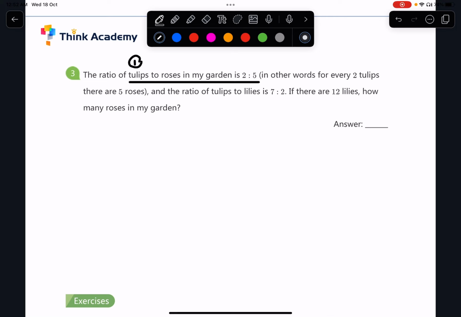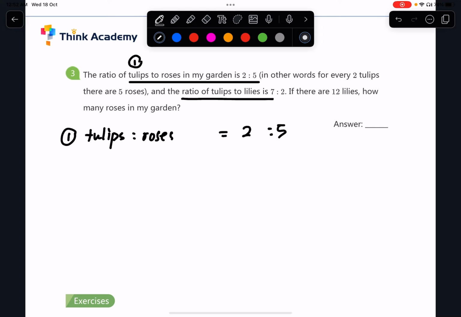We have tulips to roses. So let's write down first: tulips to roses equals 2:5. So this is the first ratio. The second ratio is right here. We have the ratio between tulips and lilies, right? So highlight it and write it down right here. Tulips to lilies is 7:2.